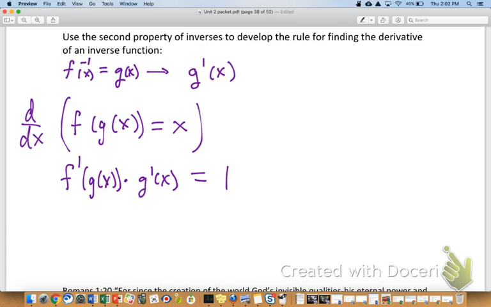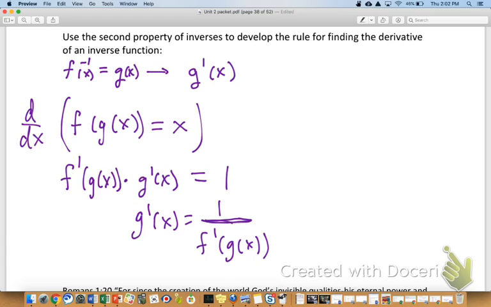What was our goal? G prime. And do you see it? It's right there. How do I get it by itself? Divide by f prime of g of x. Yes, division. So I would say that g prime of x equals 1 over f prime of g of x.